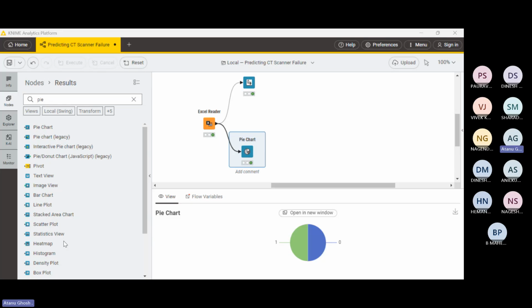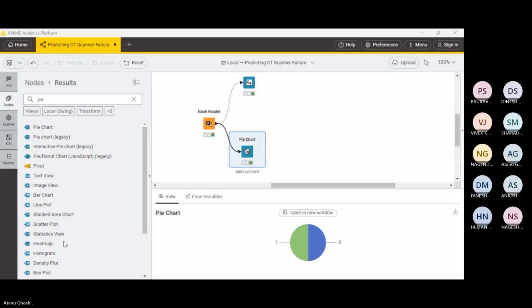Yes or no? I think no, sir. Why not? Because again, the data is imbalanced. No, the data is not imbalanced now.